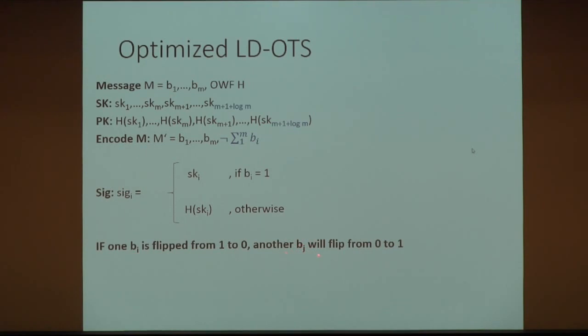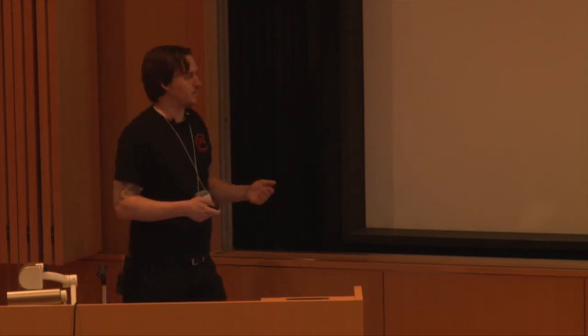Then a different bit b_j will flip from 0 to 1. At least one bit will flip. Okay? So this forces a forger to actually have to invert the one-way function on at least one value to actually forge a signature.